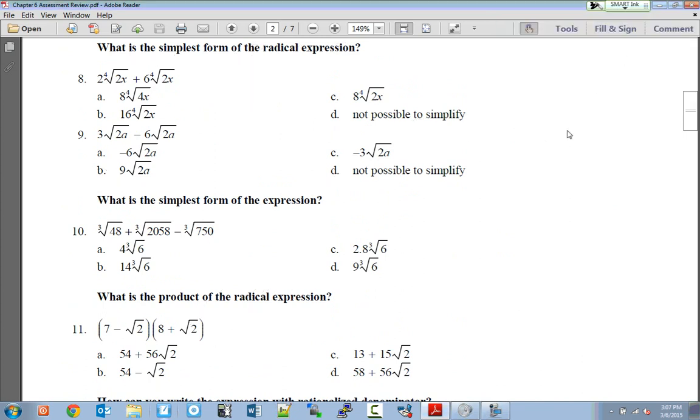What is the simplest form of the radical expression? So, when your indexes and your radicands are the same, all you do is add the coefficients in front of the radicands. Since the radicands are the same, we know our answer is going to be the fourth root of 2x, and then 2 plus 6 is simply 8. So it's 8 times the fourth root of 2x.